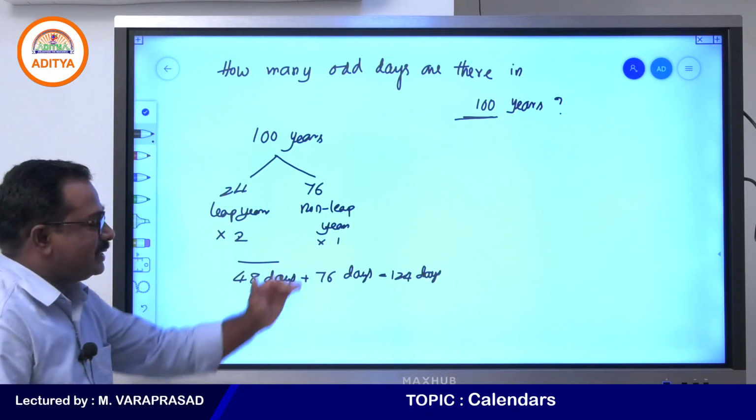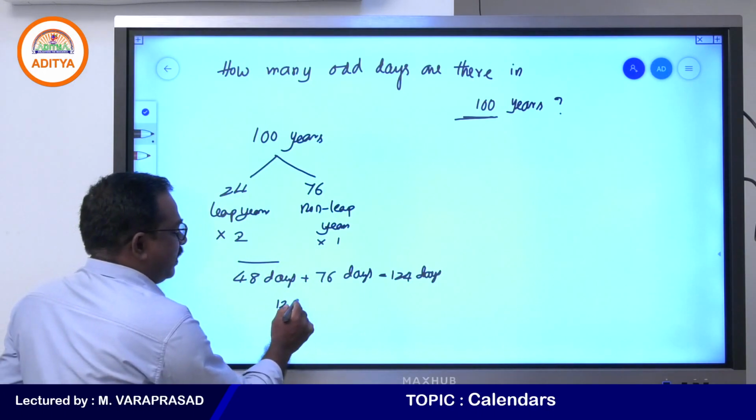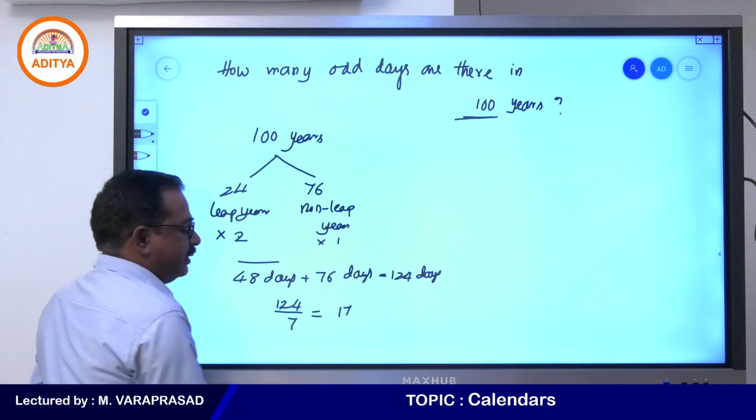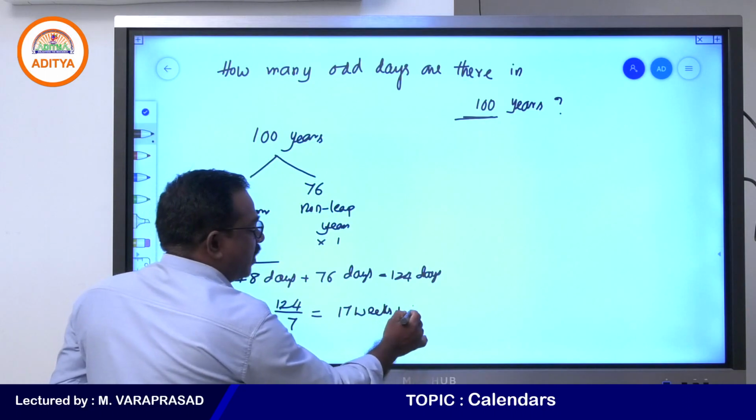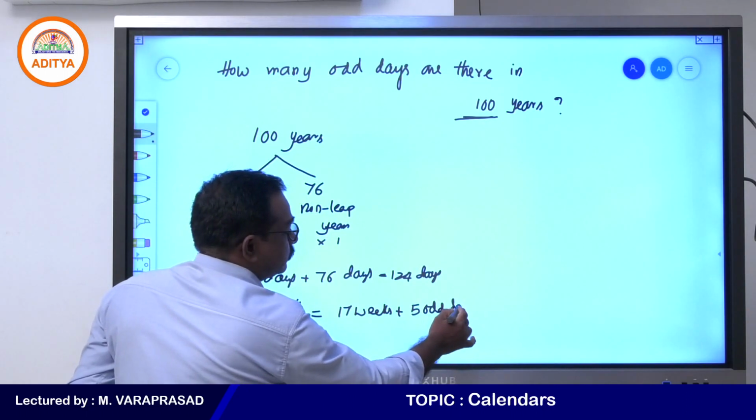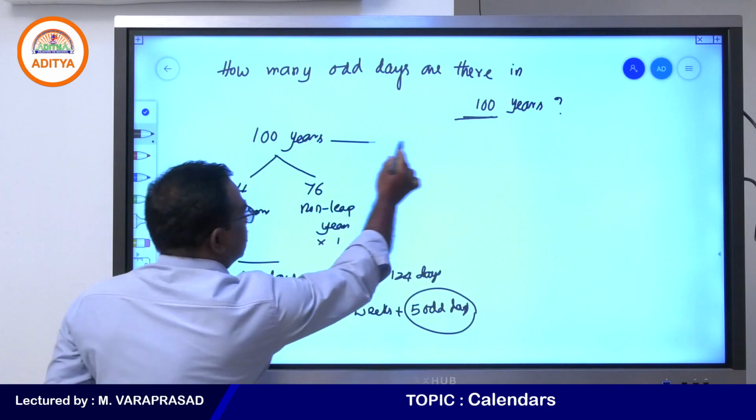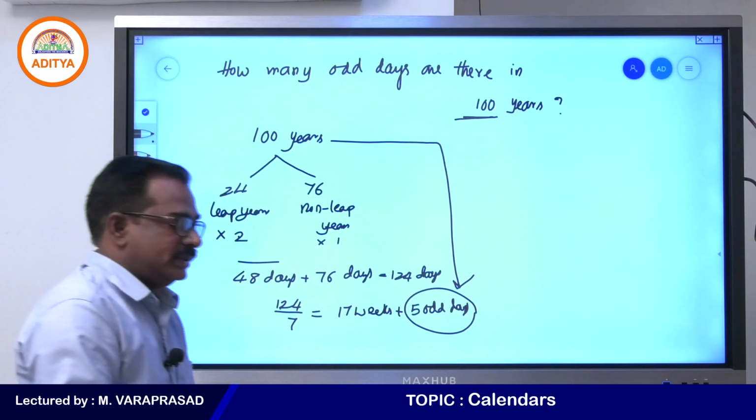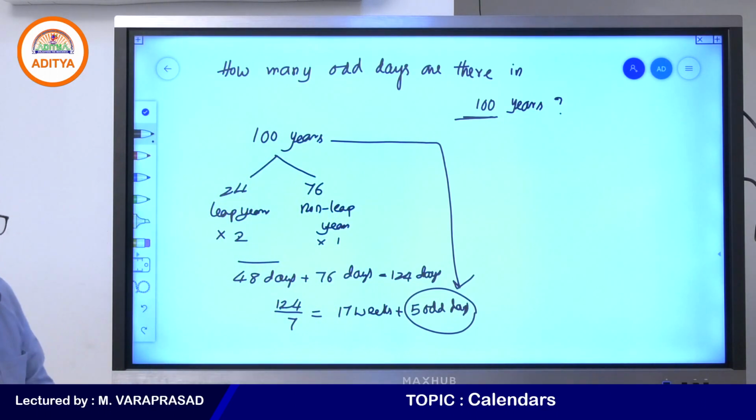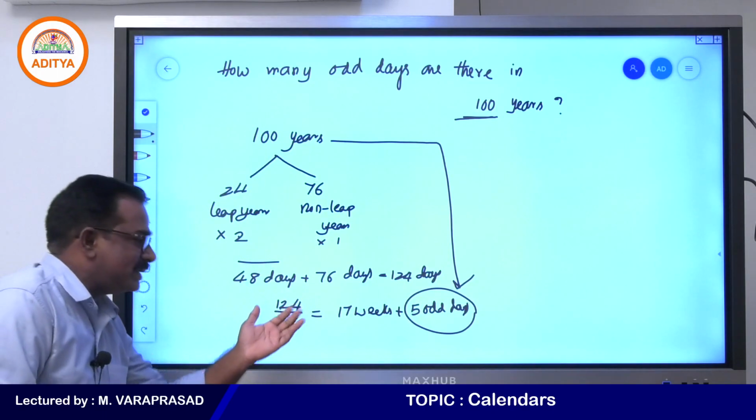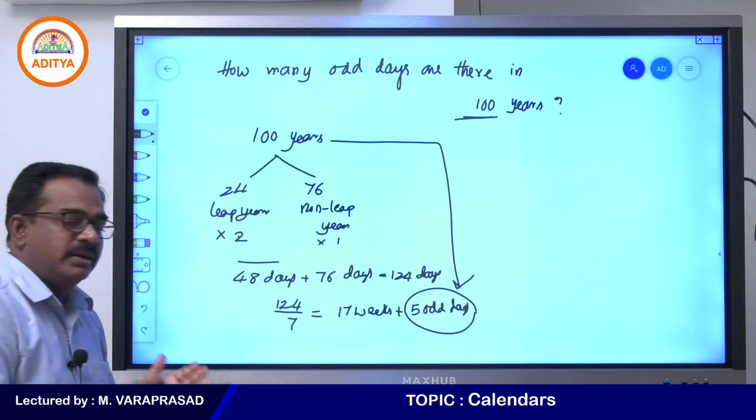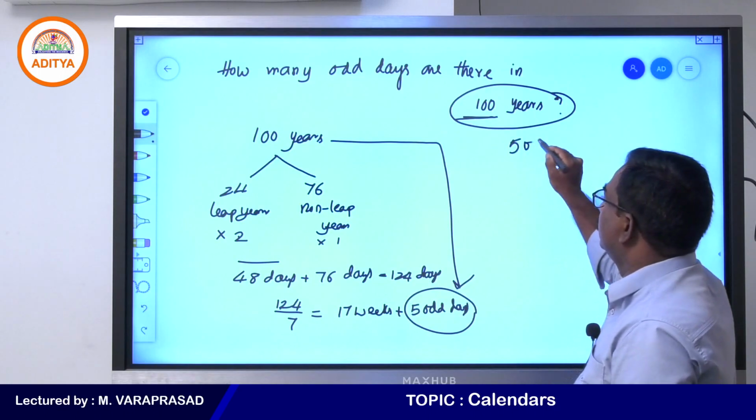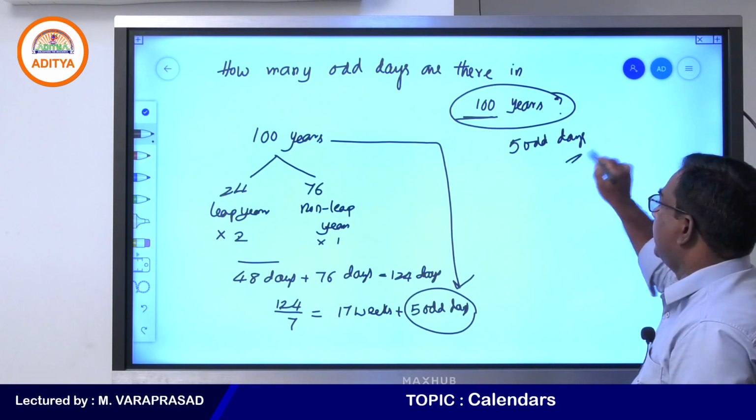Now we can convert these days into weeks. 124 by 7: 17 weeks plus 5 odd days. So, 100 years contains 5 odd days. When years are given, first you need to change the years into odd days. After that, you can divide by 7 and you get the number of odd days. 100 years contains 5 odd days.